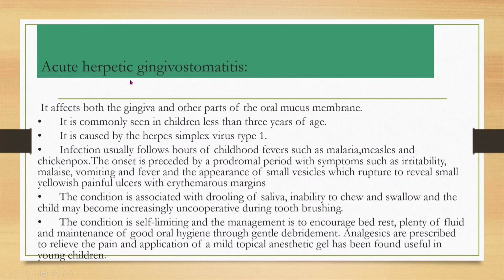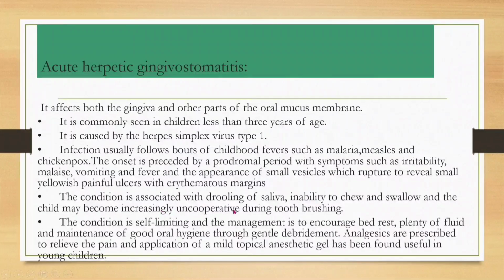So what is acute herpetic gingivostomatitis? It affects both the gingiva and other parts of the oral mucous membrane. It is commonly seen in children less than 3 years of age, caused by herpes simplex virus type 1. It follows a series of fevers such as malaria, measles and chickenpox. The onset is preceded by a prodromal period with symptoms such as irritability, malaise, vomiting and fever, and presence of small vesicles which rupture to reveal small yellowish painful ulcers with erythematous margins.